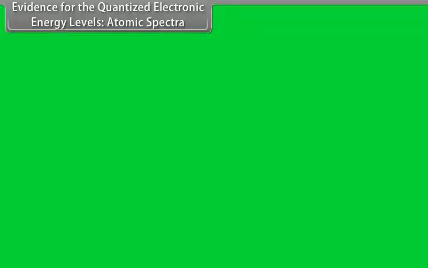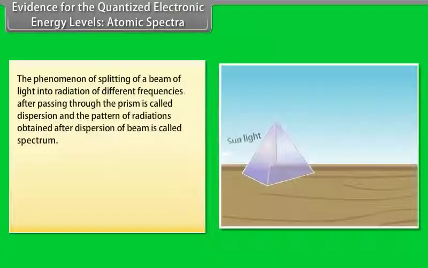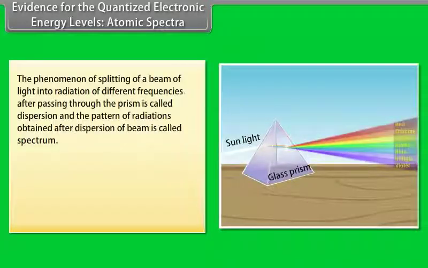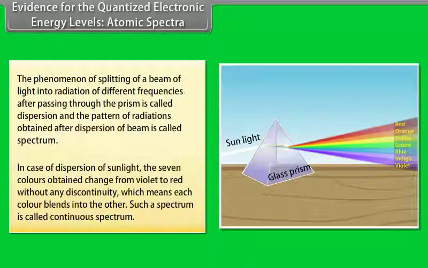Evidence for the quantized electronic energy levels. Atomic spectra. The phenomenon of splitting of a beam of light into radiation of different frequencies after passing through a prism is called dispersion, and the pattern of radiations obtained after dispersion of the beam is called spectrum. In case of dispersion of sunlight, the 7 colors obtained change from violet to red without any discontinuity, which means each color bends into the other. Such a spectrum is called continuous spectrum.